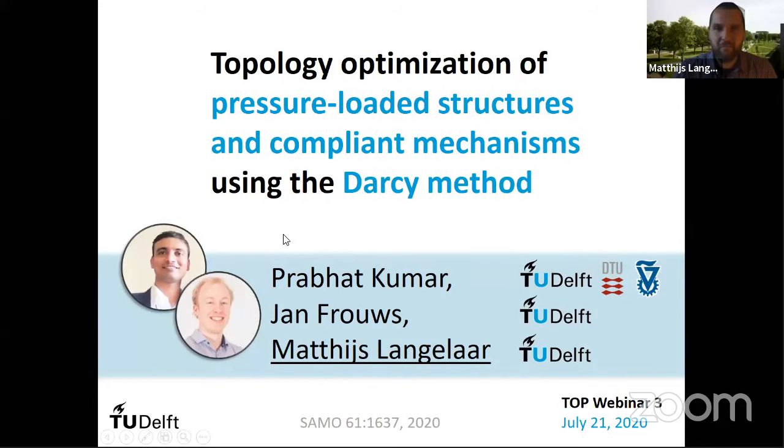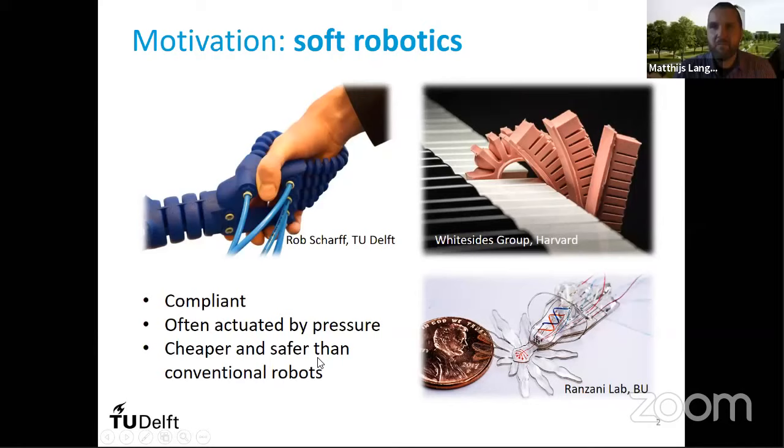Let me start by giving the motivation, what actually triggered us to look into this. That is the developments in the field of soft robotics. You see some examples on this slide of soft robots. These are made of compliant materials. They're typically actuated with pressure. And their potential is that they will be cheaper and safer to interact with humans, for example, like this robot hand you see here, than conventional metal robots. So this is a very interesting field.